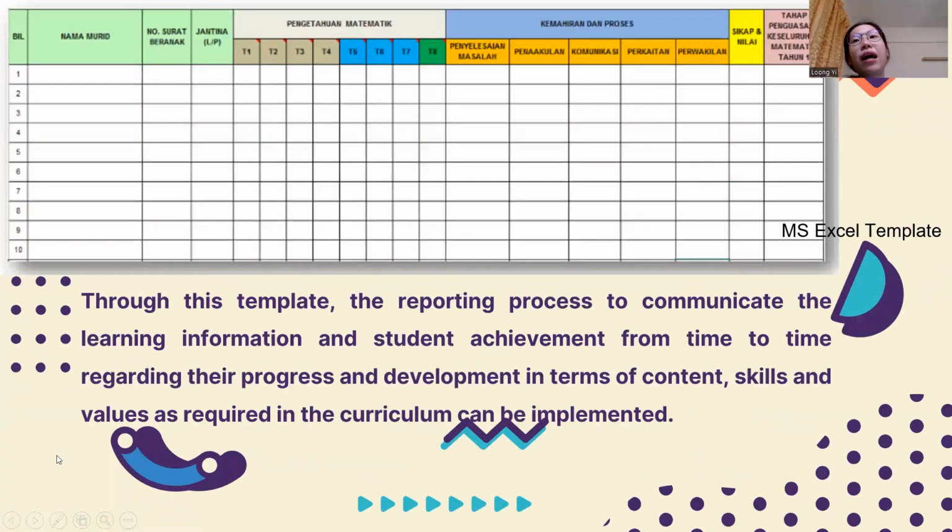This is the MTES template example. Through this template, the reporting process to communicate the learning information and student achievement from time to time regarding their progress and development in terms of content, skills, and values as required in the curriculum can be implemented.